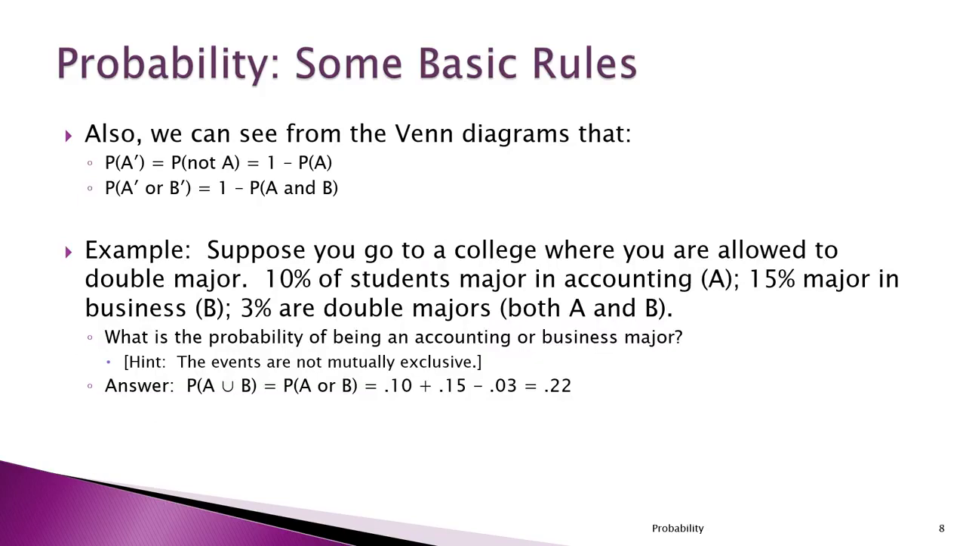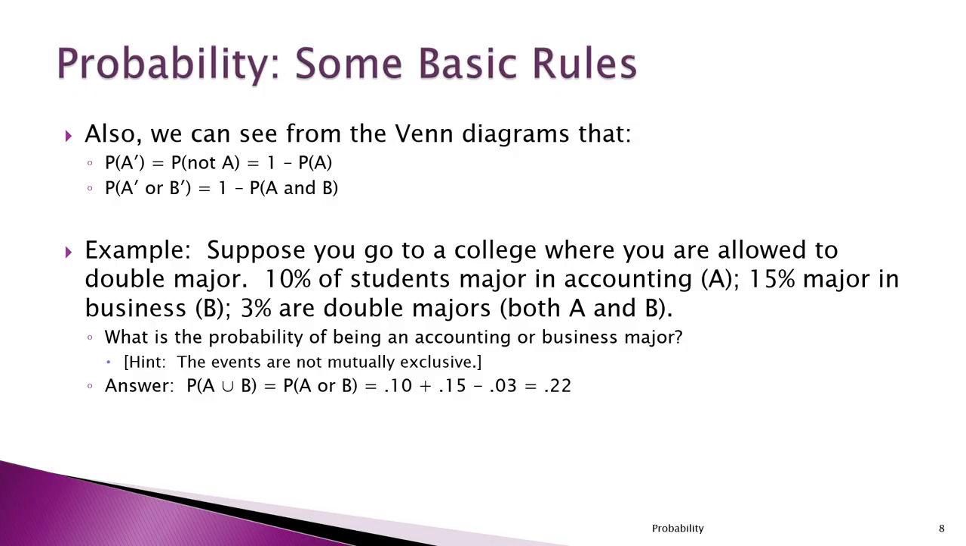From the Venn diagrams, you can also see the probability of A prime, which means not A. You read that not as prime, but as not A, is 1 minus the probability of A. And the probability of not A or not B is 1 minus the probability of A and B. Okay, these examples will make it clear.